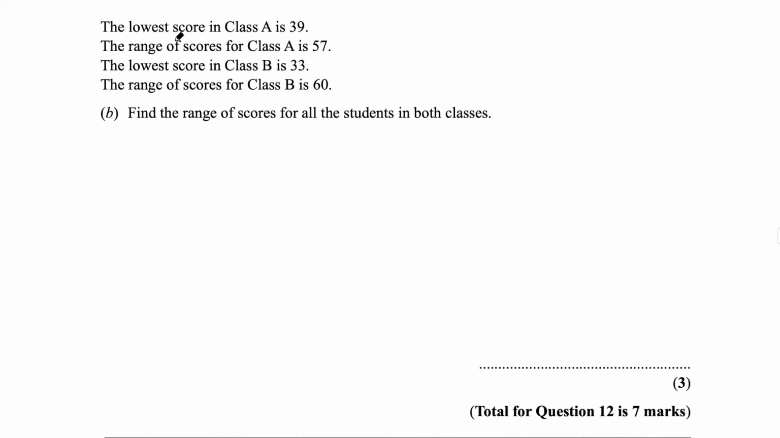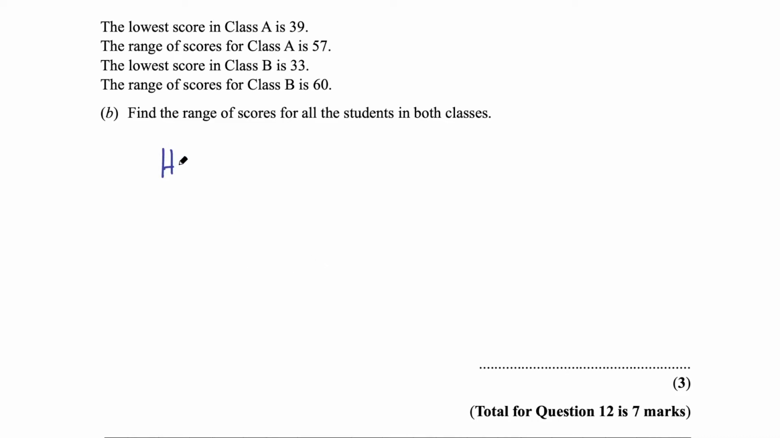Part B says the lowest score in class A is 39. The range of scores for class A is 57. The lowest score in class B is 33. The range of scores for class B is 60. Find the range of scores for all the students in the class. So class A is 39, and the range means the difference between the highest and the lowest score.